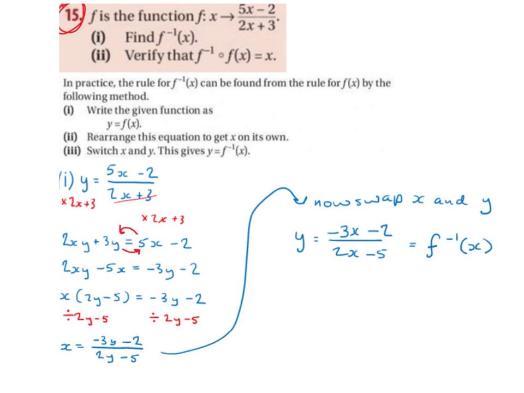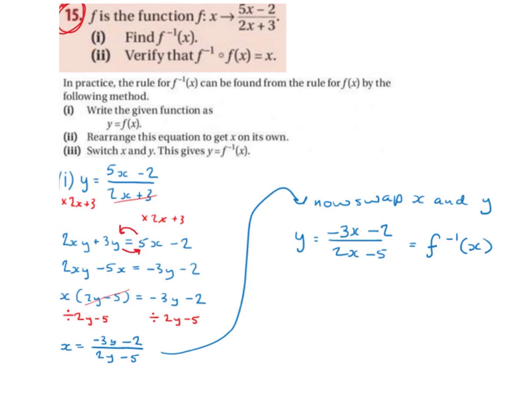Now to get the x on its own, we have to divide by what's inside the brackets, which is 2y minus 5. So we divide the left hand side by 2y minus 5, which gets rid of that. And we divide the right hand side by 2y minus 5. So we end up with x on its own, which we want, equal to (minus 3y minus 2) divided by (2y minus 5).